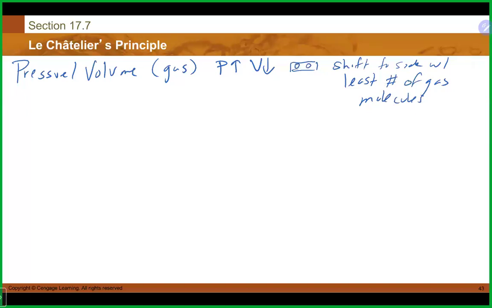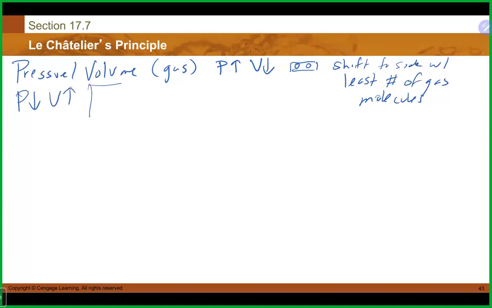Because basically the change that occurred is the pressure went up. So I want to kind of bring the pressure back down. And if I put more gas molecules in that small volume, the pressure is going to continue to go up. So I need to go to whichever side has the least number of gas molecules. That depends on the actual reaction you're looking at as to which side has more or less gas molecules. You basically just have to count up the coefficients for anything with a G and figure out which side has more or less. If you have the pressure going down, the volume will go up.